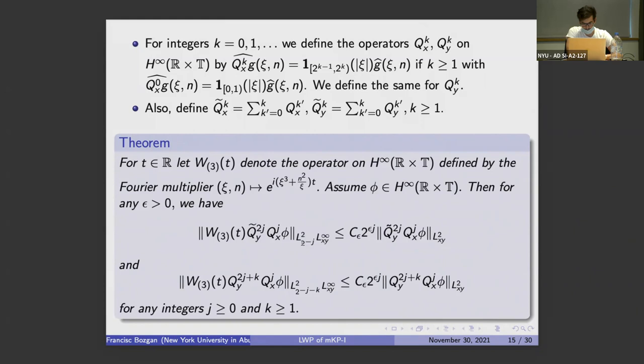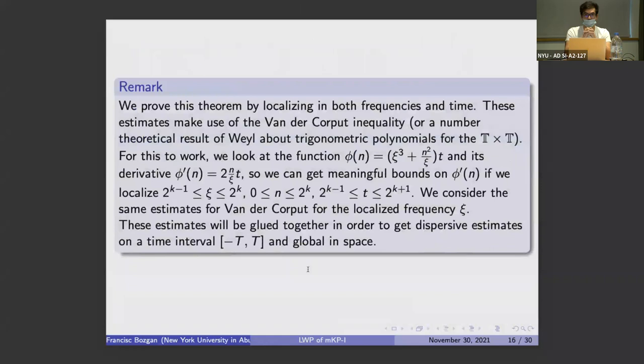So here for the first one, we will take short time intervals of type 2 to the minus j, of length 2 to the minus j. And for the third one, we'll get time intervals that are even smaller, 2 to the minus j minus q. So let me explain heuristically why we consider these types of localizations, and why we cannot do global estimates from the start.